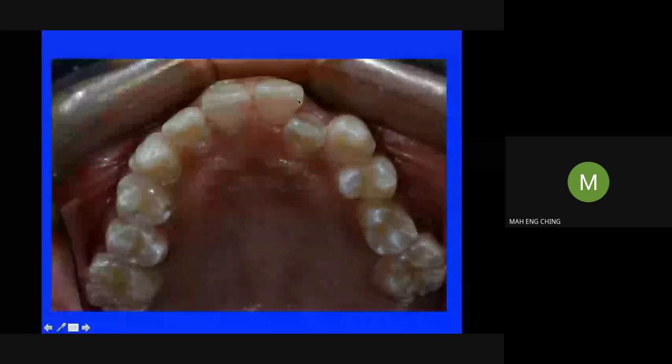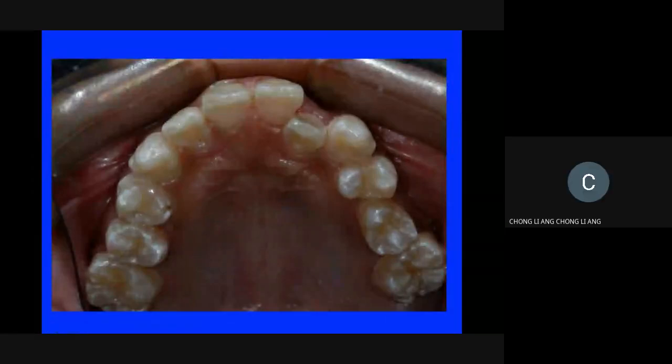Can you see my slide? Yeah, now can. That's okay. Huh? The mouse, right?